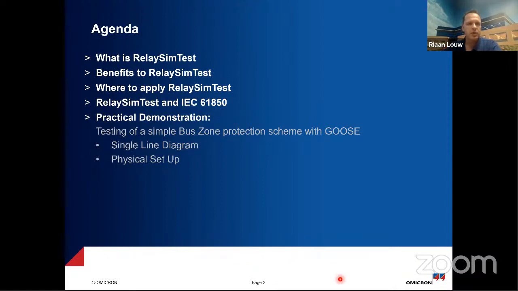Then we will be moving on to the practical demonstration. And in our practical demonstration, we'll obviously be testing a simple buzzer configuration, which is configured with GOOSE. And I will give you guys some details and explanation on the single line diagram for the configuration. I'll show you what the physical setup looks like. And then we will start looking at how you go about configuring and testing the system.